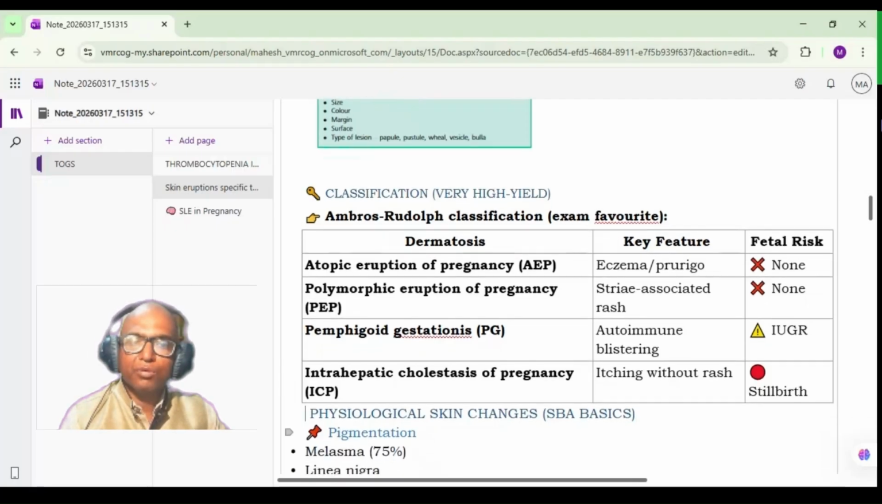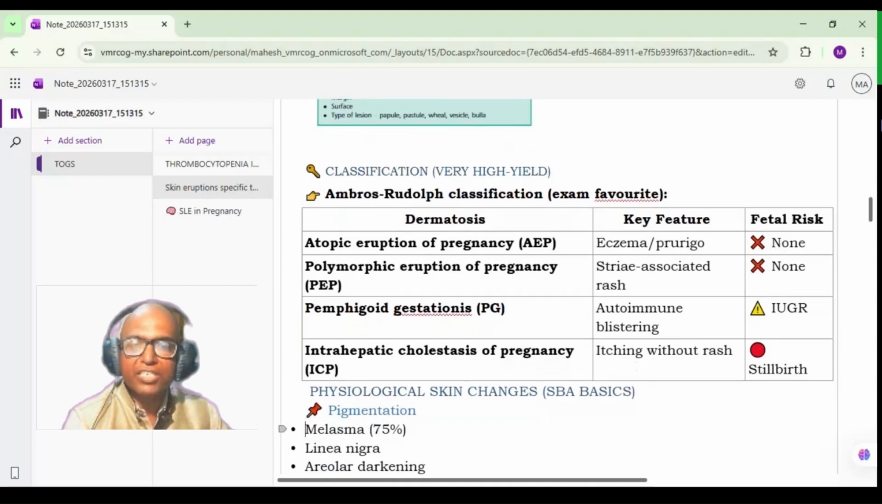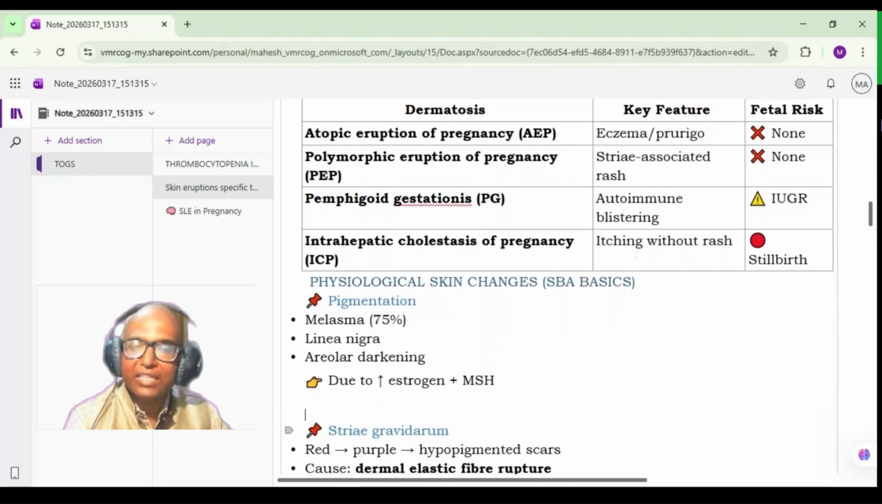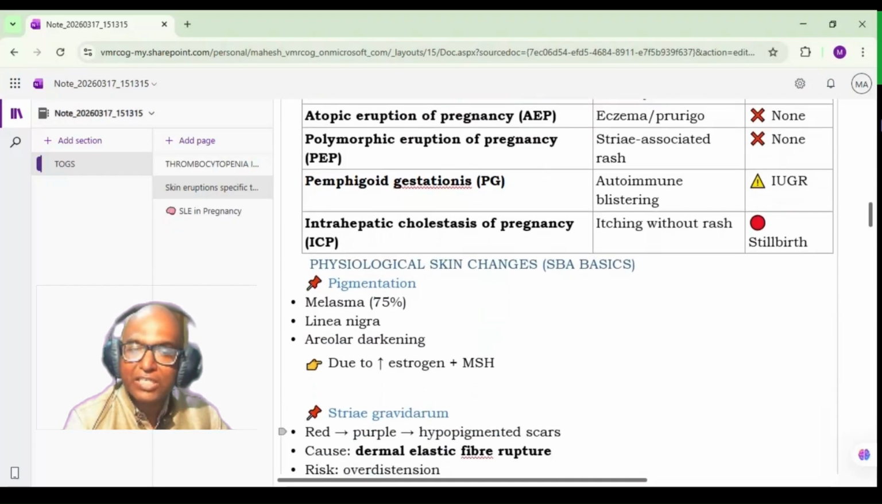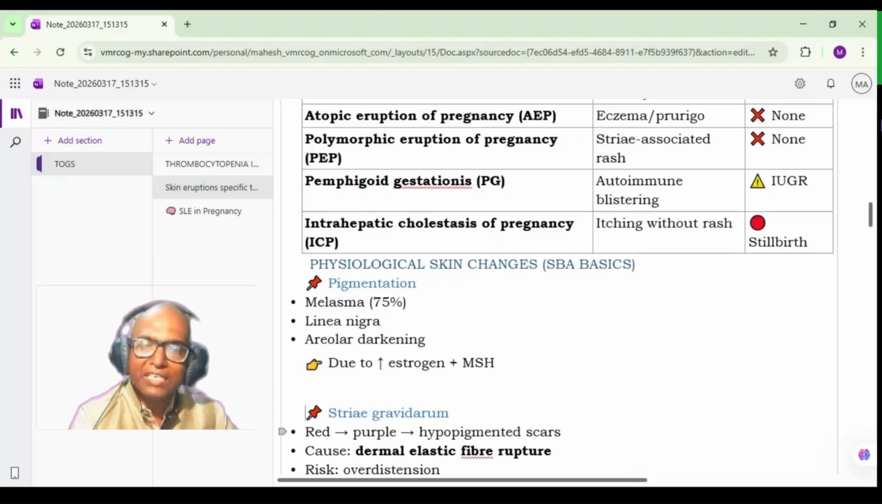Okay. Now, what are the physiological changes in pregnancy? In this topic, they can ask you image-based questions. They can give you the clinical scenario and image, and you may have to identify what is the diagnosis. Okay. So there are certain physiological skin changes which are happening. Most common is pigmentation. Melasma is the commonest, seen in 75% of cases. So this can also be asked as an SBA. The commonest physiological change in pregnancy is melasma, okay, in 75% of cases.